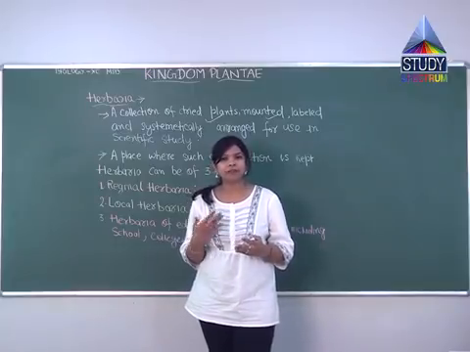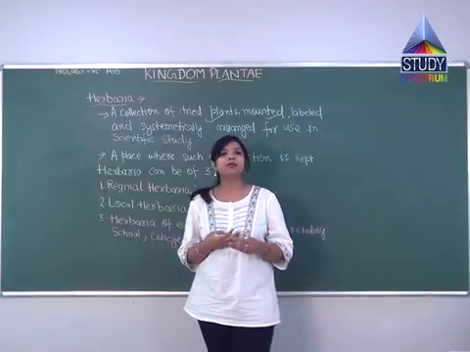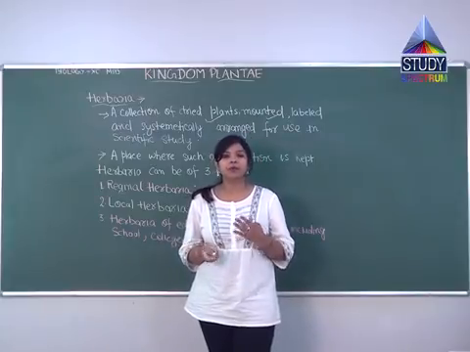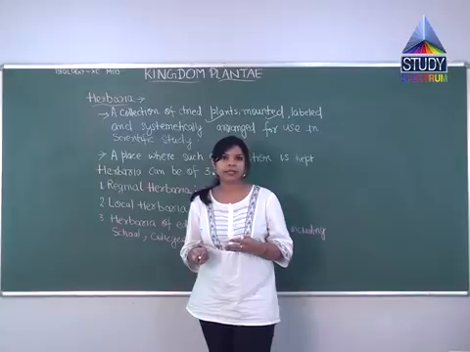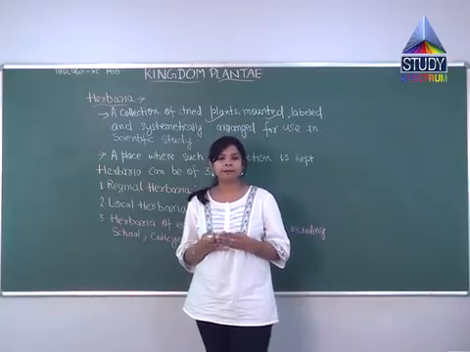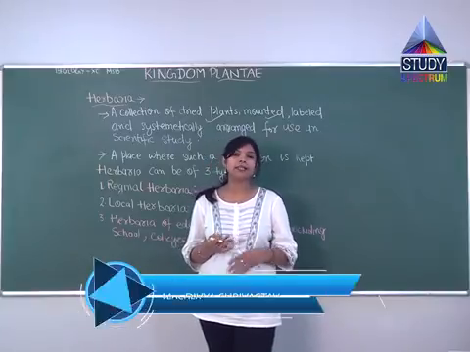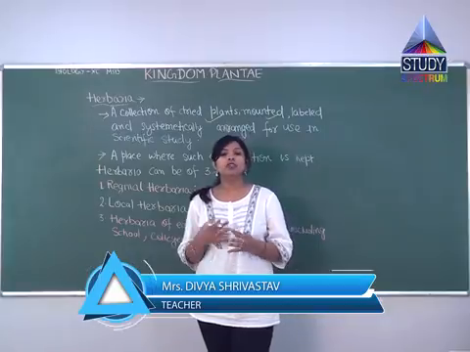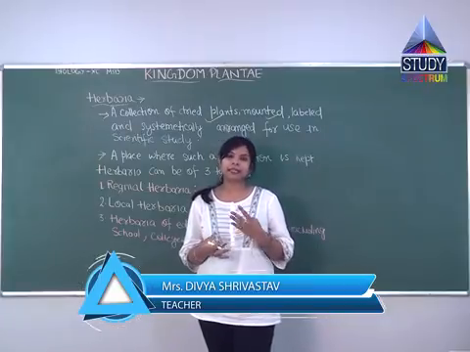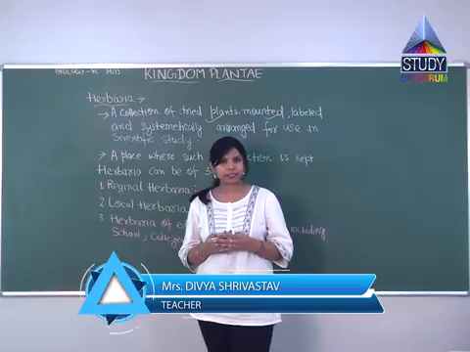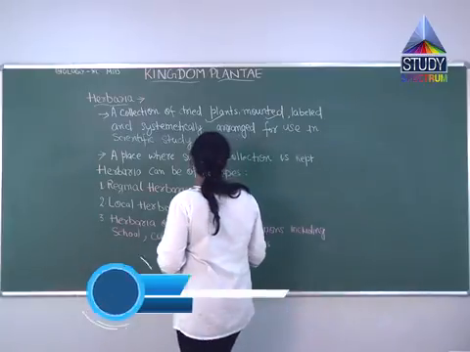So dicots means seeds have two cotyledons and they have a taproot, whereas monocots have a single cotyledon and the roots are adventitious. Means in dicots the root will be a taproot, in monocots the root will be adventitious.